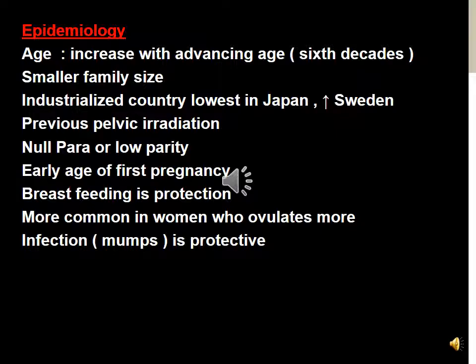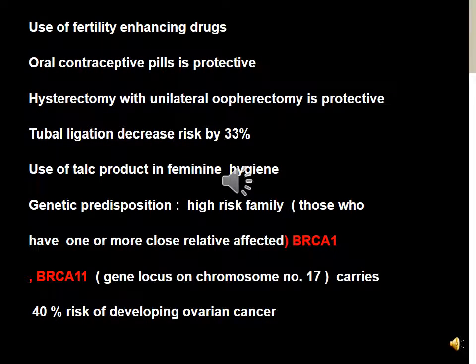In moms, there is a suppression of ovulation, so it is a protective factor. We have other epidemiological factors that enhance or reduce the incidence of ovarian cancer. What about the use of fertility drugs? It's one of the factors enhancing ovarian cancer. It increases ovulation and increases the risk of ovarian cancer.